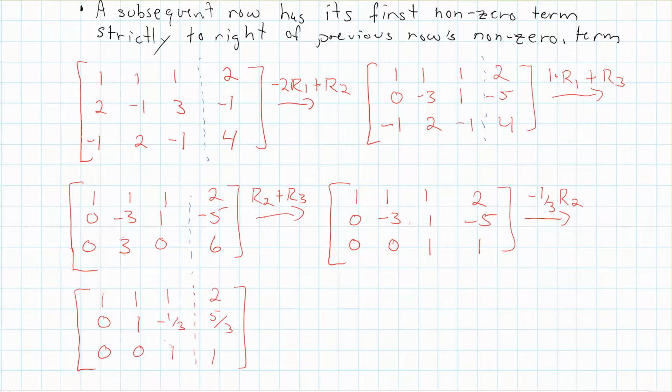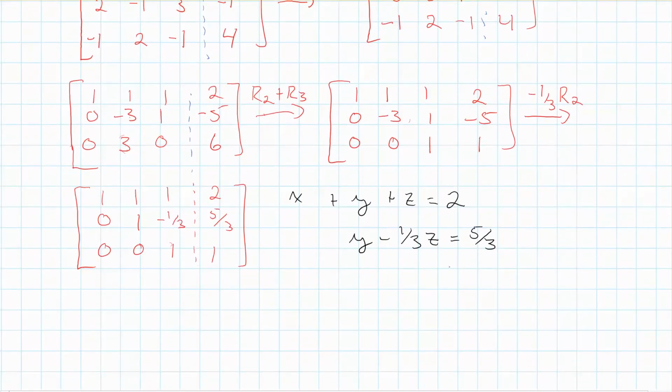Okay, so what's the big deal here? Well, now we go back and we write the system of equations that I have. So I have x plus y plus z equals 2, and then y minus 1/3 z equals 5/3, and then we have z equals 1. Now I just do back substitution.